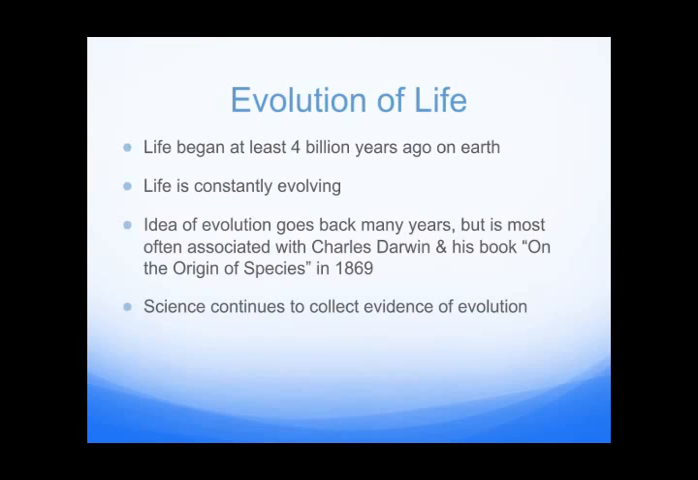Life probably began on Earth somewhere around 4 billion years ago. Life is consistently evolving, adapting to the new changes in the environment. And this whole idea of evolution goes back many, many years, but it's most often associated with Charles Darwin and his book On the Origin of Species, which was published in 1869. Science continues to collect evidence that evolution is happening even now and has happened in the past.